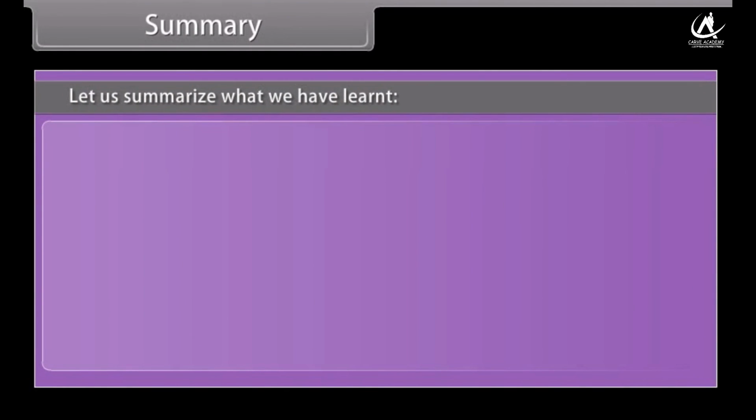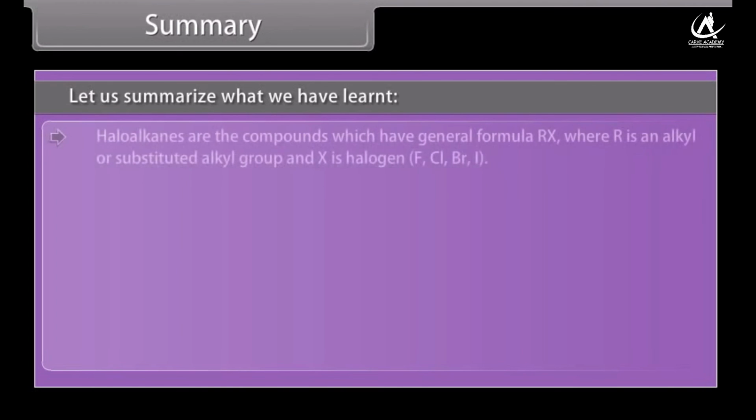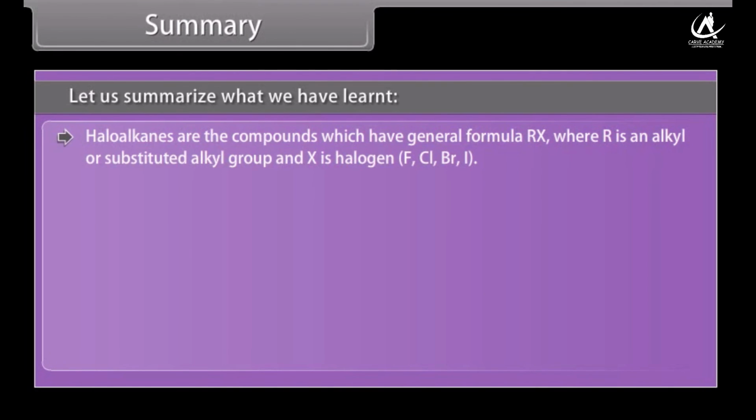Summary. Let us summarize what we have learned. Haloalkanes are the compounds which have the general formula RX, where R is an alkyl or substituted alkyl group and X is halogen: F, Cl, Br or I.